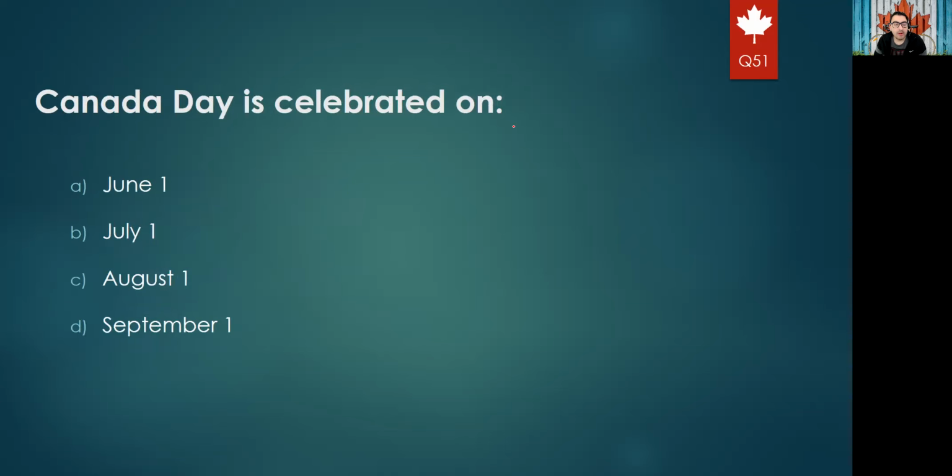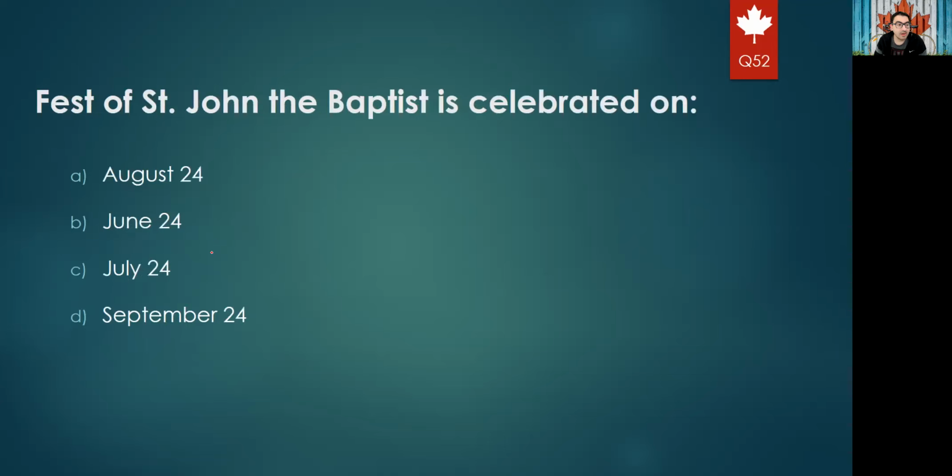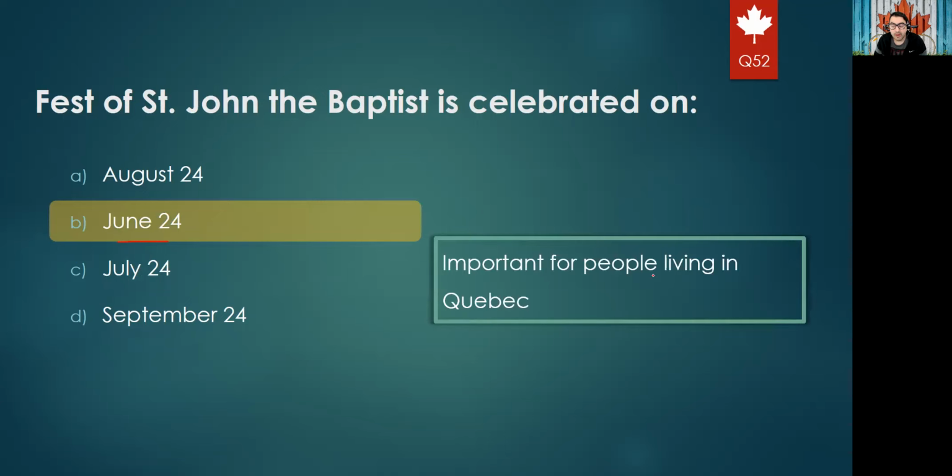Canada Day is celebrated on June 1st, July 1st, August 1st, or September 1st? For sure, you can't forget this date. It is for sure July 1st, the Confederation date. It will be a very easy question if you get it in the exam. The Feast of Saint John the Baptist is celebrated on, and again, this is a question only for Quebecers or the people living in Quebec, August 24, June 24, July 24, or September 24? The right answer is June 24. Also, again, it is important only for Quebecers.